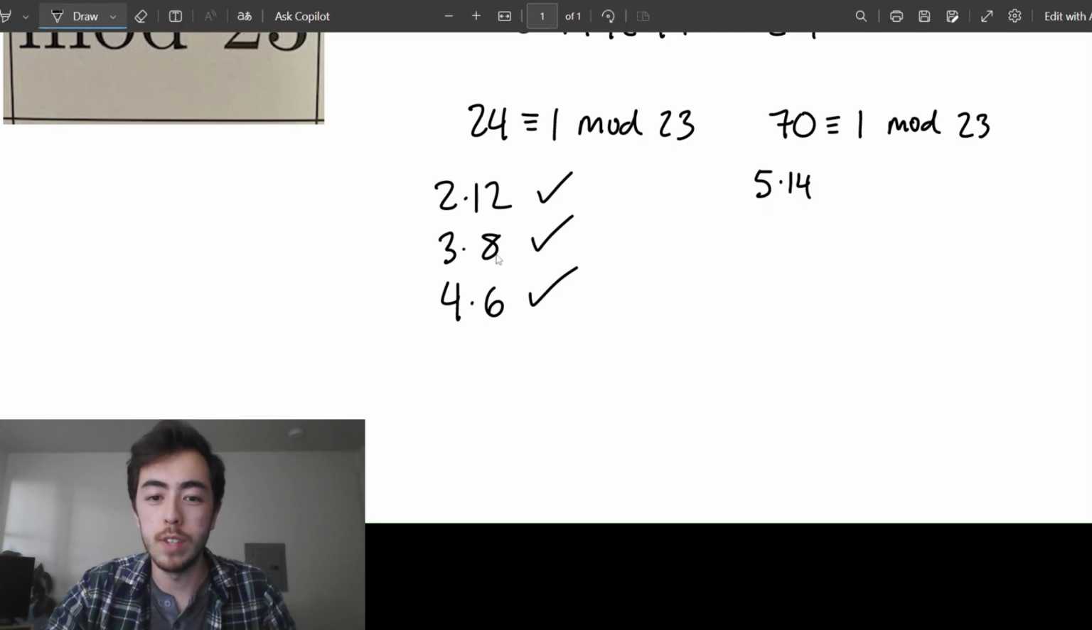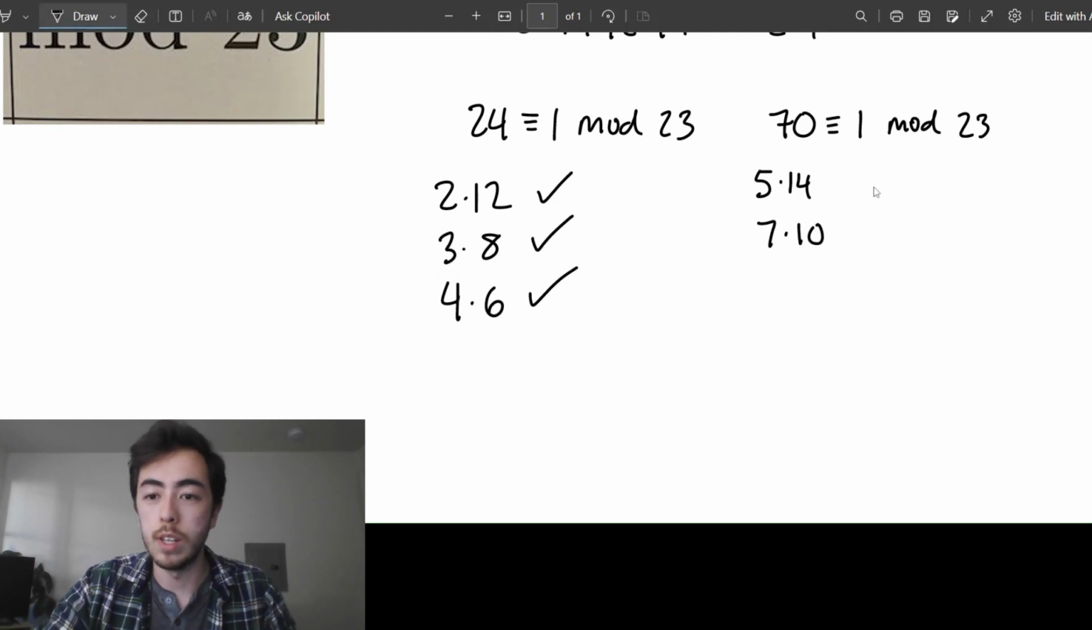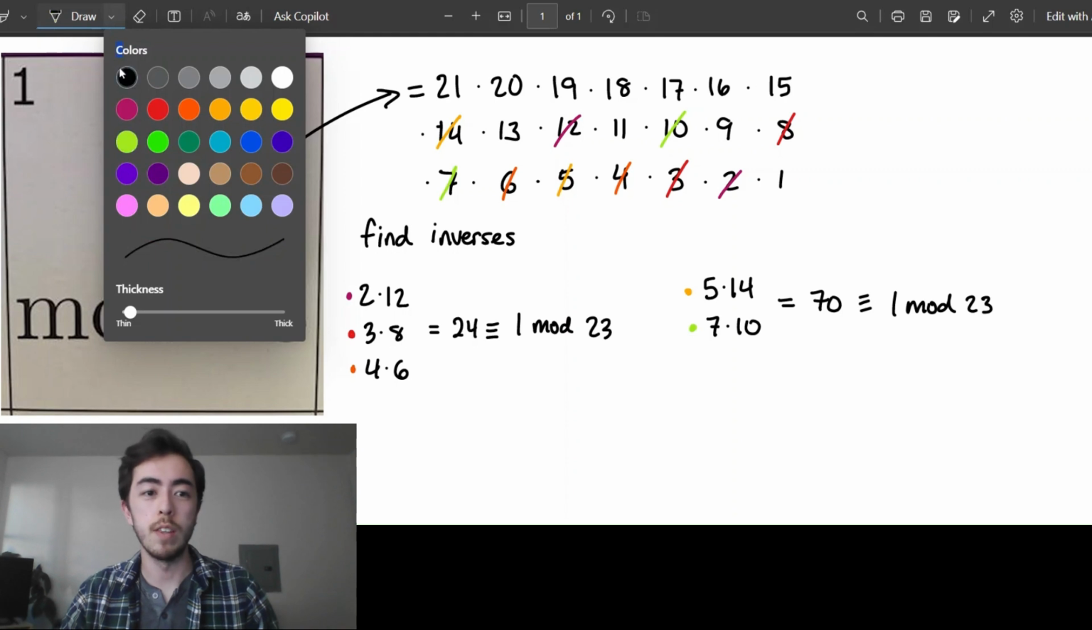I don't think I can do 6. I already have it over here, but I can do 7 times 10. All right, cool. So that one gave me 2 more inverse pairs that I could cancel out in my multiplication of this factorial. I just redrew kind of the same thoughts.